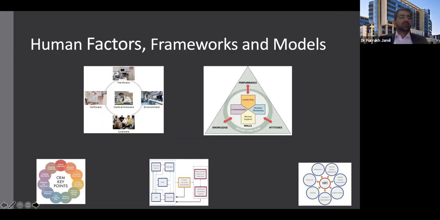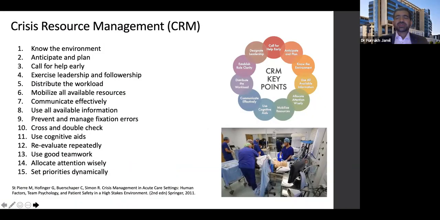Okay, so I'm going to take you through some of the human factors models. Some of them we're going to mention briefly, and some of them I'm going to take you through in more detail, which I personally prefer. So CRM is probably a model quite a few of you might have heard.